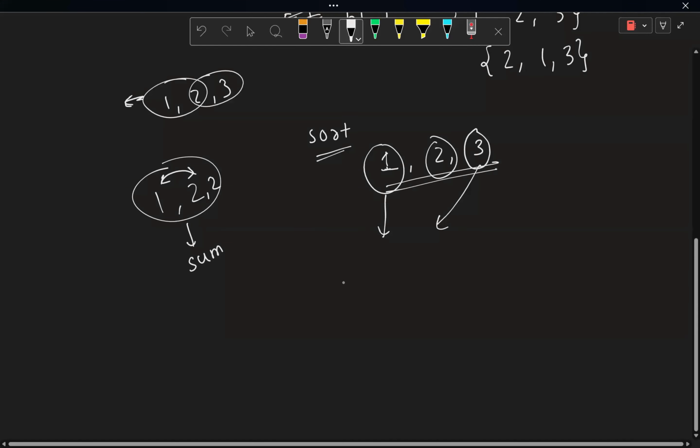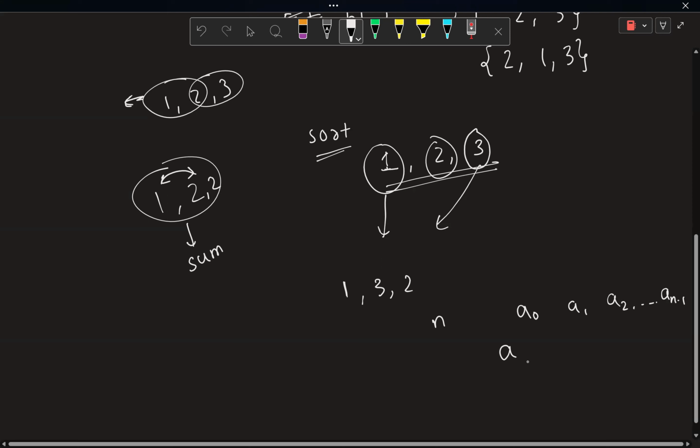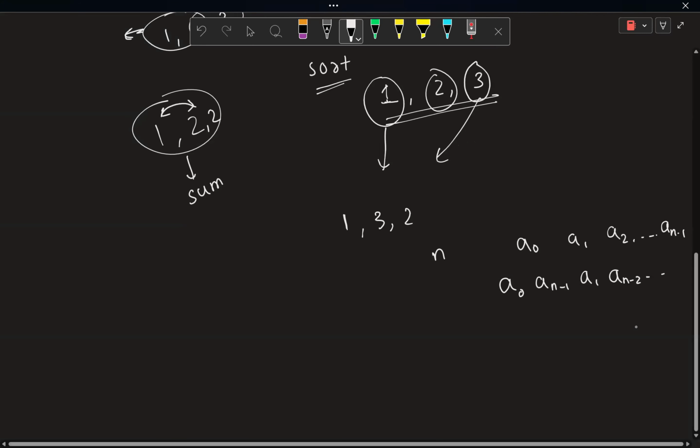And when you think about it, you will come across a pattern like this. The smallest value, then the largest value, then the smallest value. If there were n values and the elements are a0, a1, a2, and so on till a of n minus 1, then you can think about placing them something like this: a0, a of n minus 1, a1, a of n minus 2, and so on. Right? Just please tell me if something like this is coming to your mind or not.